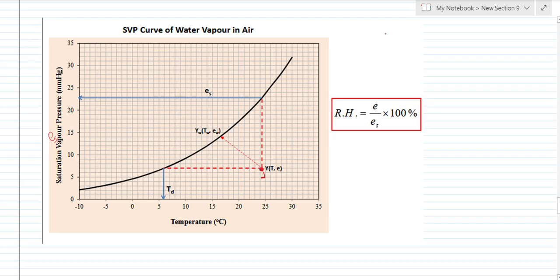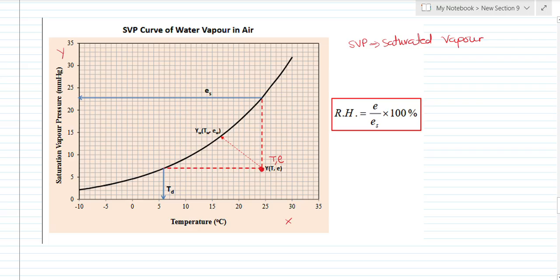So we'll be looking at the SVP curve, that is, saturated vapor pressure. Now, there are two things that are related to the saturated vapor pressure curve. We have the saturated vapor pressure on the y-axis and the temperature on the x-axis. Assuming at a given instance, let's say here, we have two coordinates, the temperature and the vapor pressure.